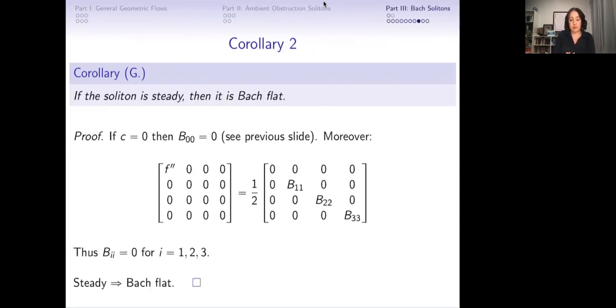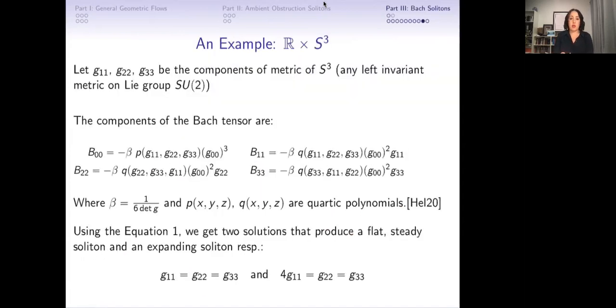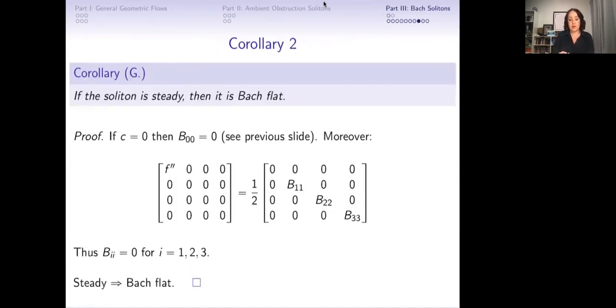Again, if C equals 0, then B00 equals 0 from the previous slide. And consequently, we're able to see that all of these terms equal 0, F double prime equals 0 by assumption. So steady would imply Bach flat because all of the terms of our Bach tensor equal 0. Okay, so we get a couple of nice examples.